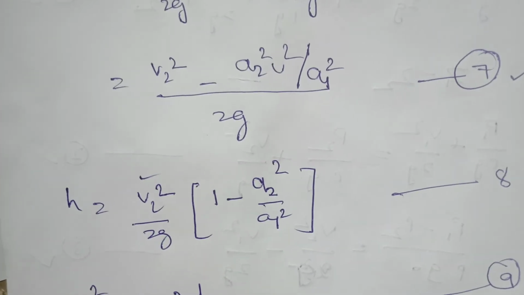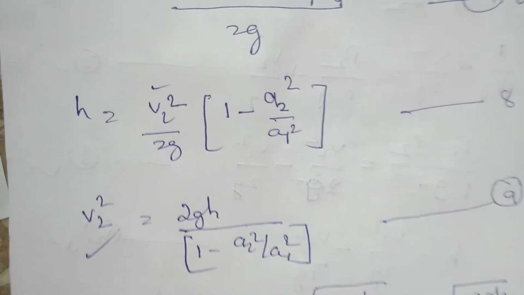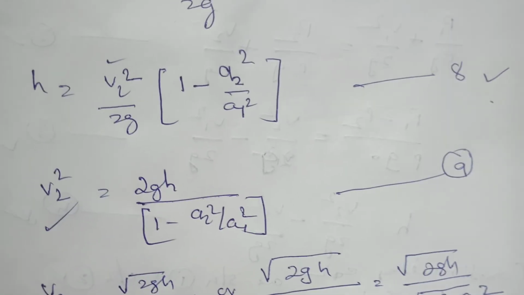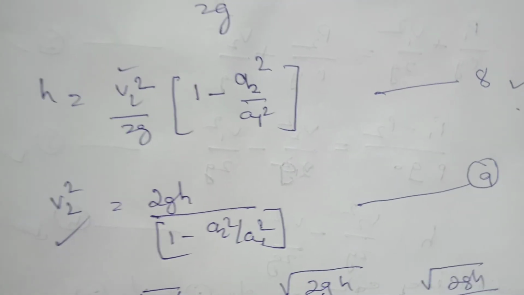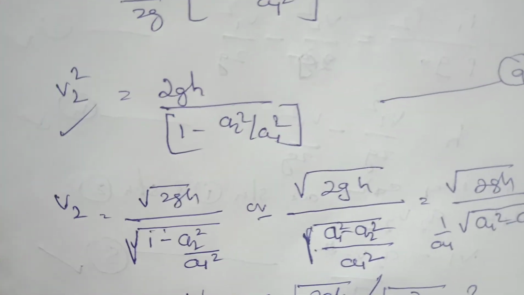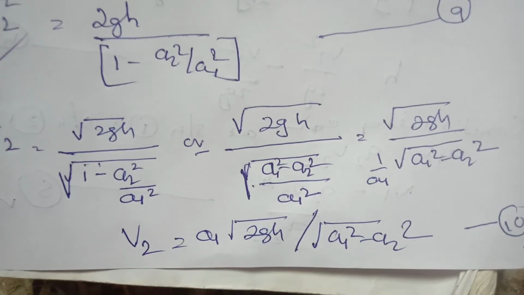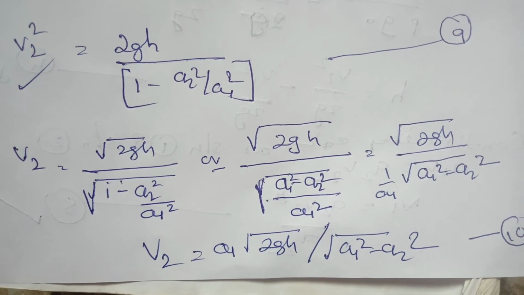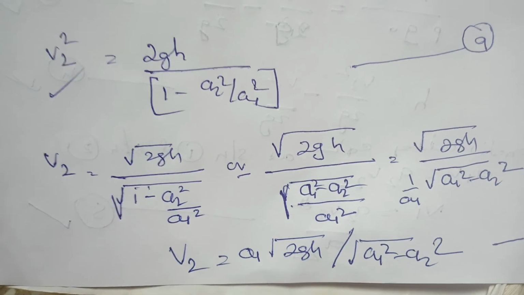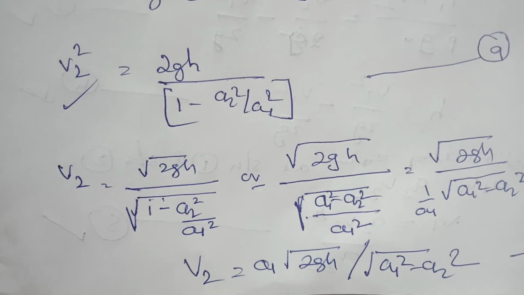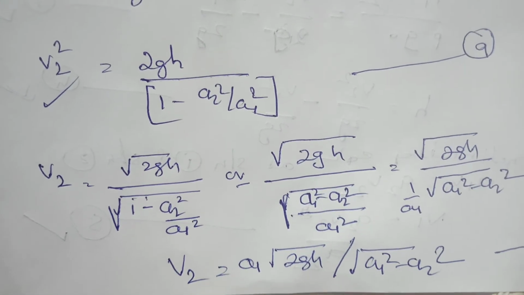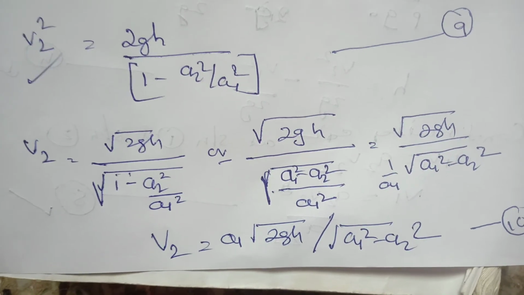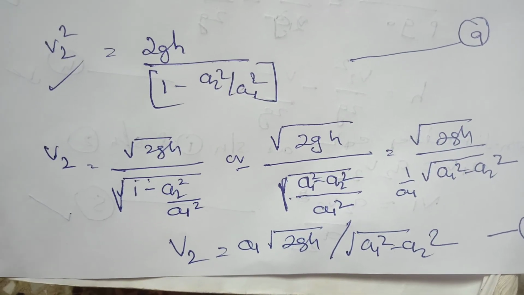From this equation I write the value of V2 square. V2 square is equal to, now I am going to get this value. That I call equation 9. Further I simplify equation 9 and finally get equation number 10. To simplify, V2 square is equal to 2gH divided by 1 minus A2 square by A1 square. So if you simplify that, finally I get V2 is equal to A1 root of 2gH, whole divided by root of A1 square minus A2 square.